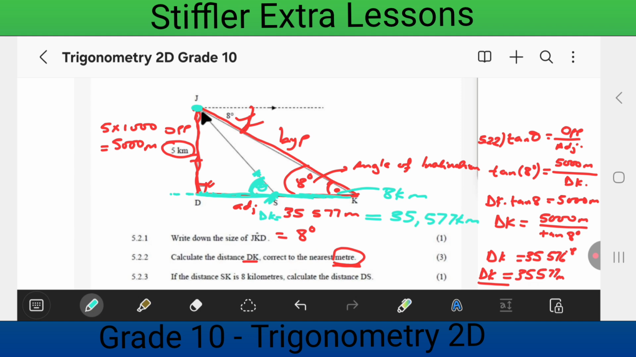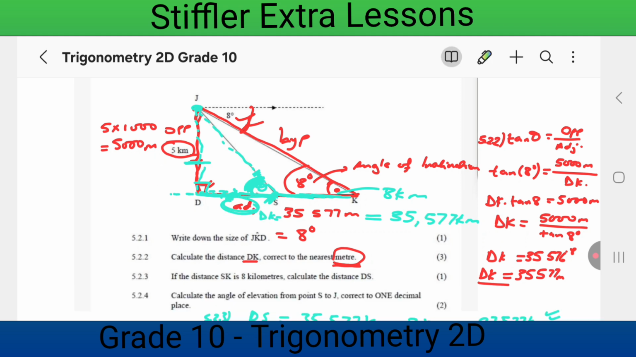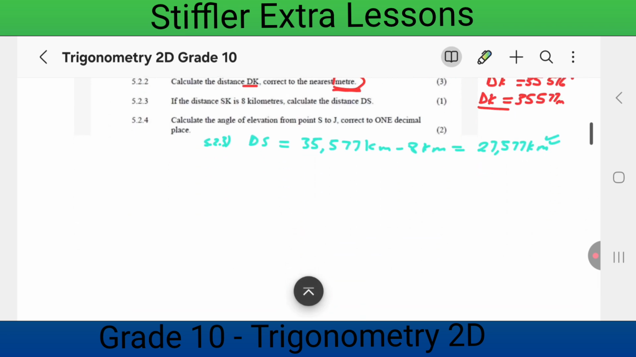We can see that we have a new triangle here, JSD. Can you see this triangle? And you know a lot about this triangle. We know that this is 5 kilometers, and we just calculated that as 27.577 kilometers. So again, this is the adjacent and this is the opposite, right? So we can find the angle, and which ratio can you use? That is the adjacent and the opposite. Yes, it is tan of theta. So let's just use that to find the angle of elevation.